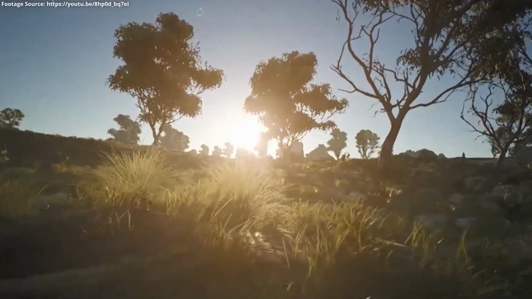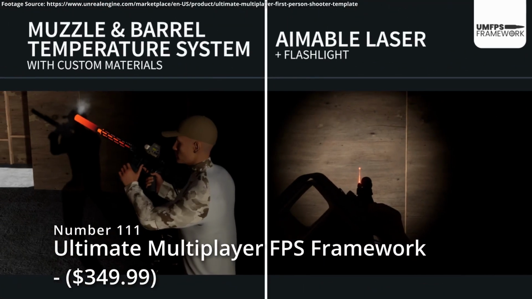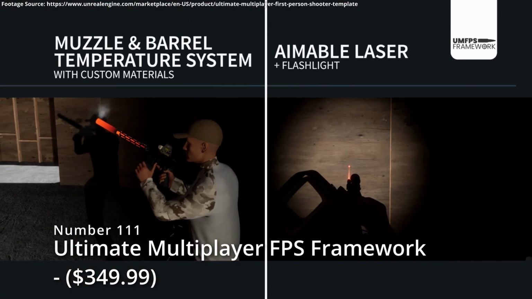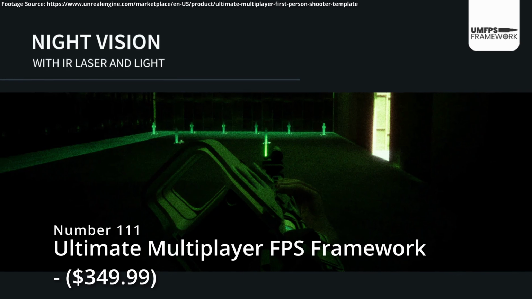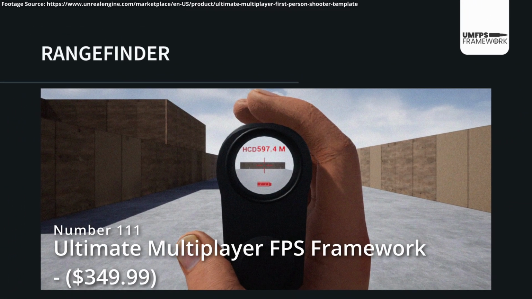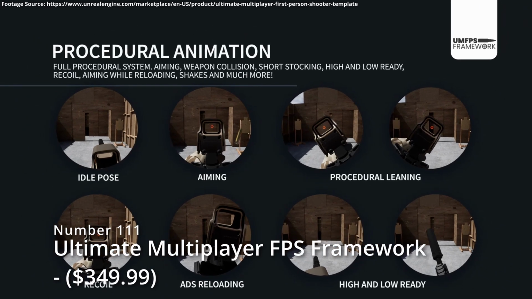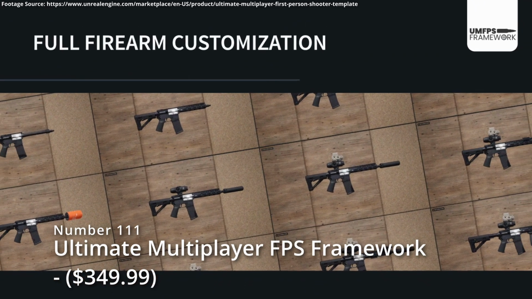The very last plugin of this list is Number 111. Ultimate Multiplayer FPS Framework. With this you can basically have a full first-person multiplayer shooter game with realistic weapon handling, realistic scopes and more. Everything is Blueprint exposed, so even when you don't have C++ experience, you can make a realistic shooter just with Blueprints.